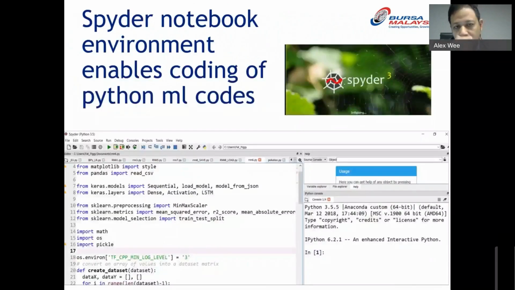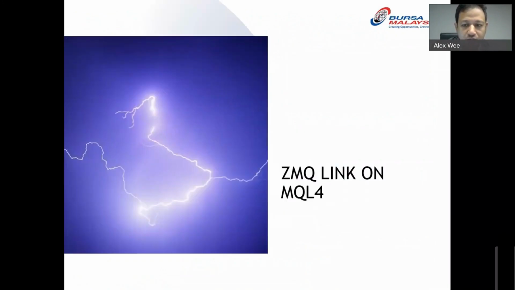But normally we use Spyder. We use Spyder to actually do the programming of our strategy. All right, and then the linkage is using 0MQ.